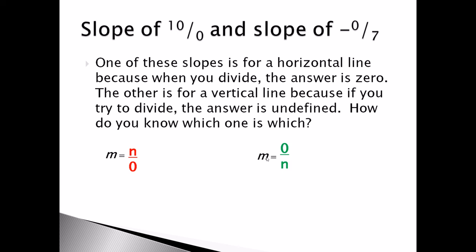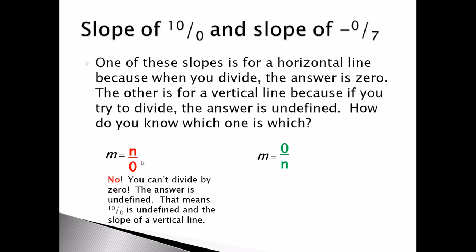Same thing here. If I have a slope and I have a 0 over some number, and again I'm just going to use n as the number, I have the word "on." So if I get n over 0, no! You can't divide by 0. The answer is undefined. That means 10 over 0 is undefined, and that's the slope of a vertical line. No, you can't do that. So if you ever get a 0 in your denominator, no! And I really do want you to make weird noises so you'll remember.